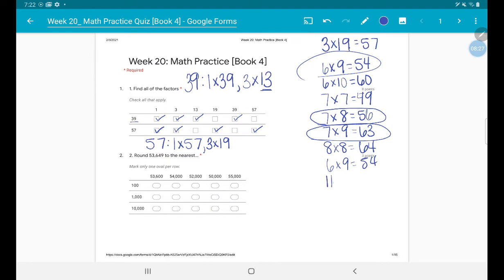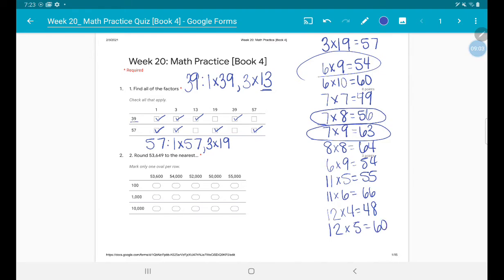If I do 11 times 5, that gets me 55. 11 times 6 is 66, so that's not going to work. I can move on to 12. We said earlier, that was in the last problem. Okay, so 12 times 4 is 48. 12 times 5 is 60. That skips right over 57.